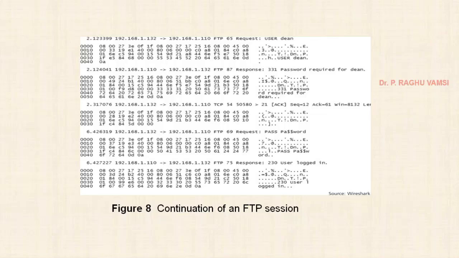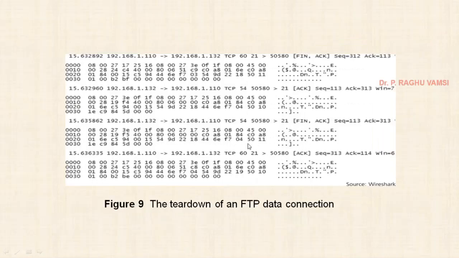Now 110 is sending a message to 132 as a response that the user Dean is logged in because the password is successfully matched. So this is the reply that will come from the FTP.